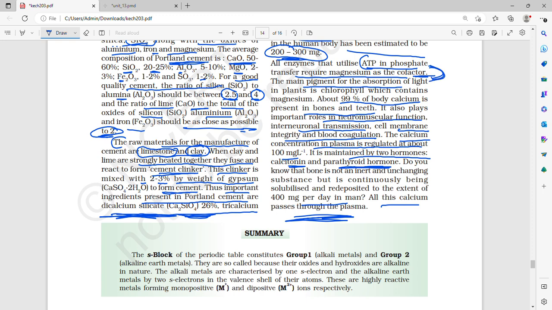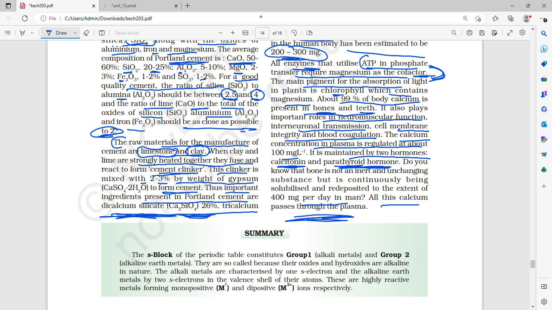So all the enzymes which utilize ATP in phosphate transfer require magnesium as a cofactor. The main pigment for the absorption of light in plants is chlorophyll, which contains magnesium. About 99% of body calcium is present in your bones and teeth. It also plays an important role in neuromuscular function, interneural transmission, cell membrane integrity, and blood coagulation. Calcium concentration in plasma is regulated at about 100 milligram per liter. It is maintained by two hormones, calcitonin and parathyroid hormone.